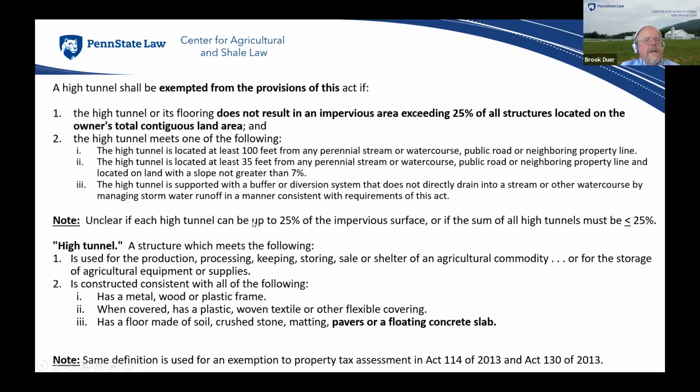Does this mean each high tunnel can be up to 25% as large as your gross impervious surface? Or is it that all the high tunnels you want to build, 3 or 4, have to be added together, and that cumulative total of high tunnels can't be more than 25% of your already existing impervious surface? And frankly, that's a part of this statute that is unresolved right now.